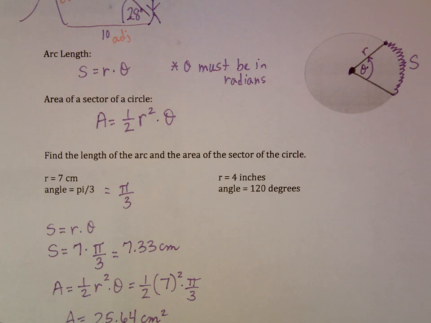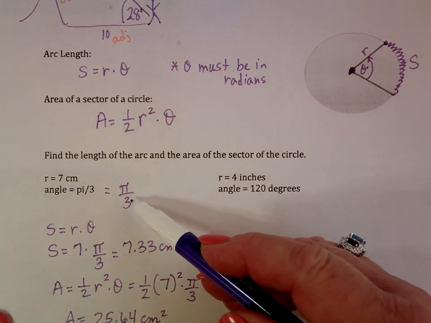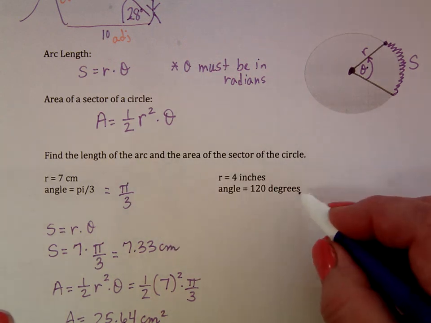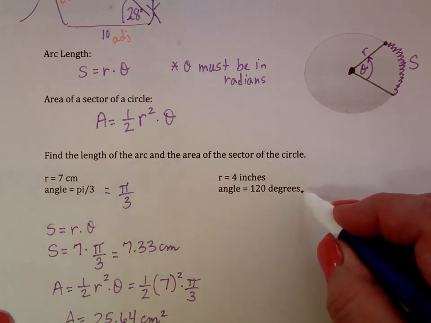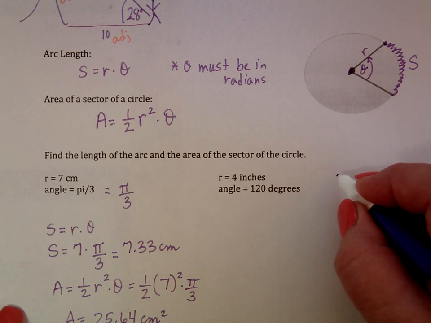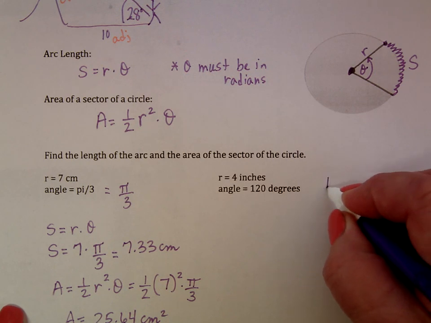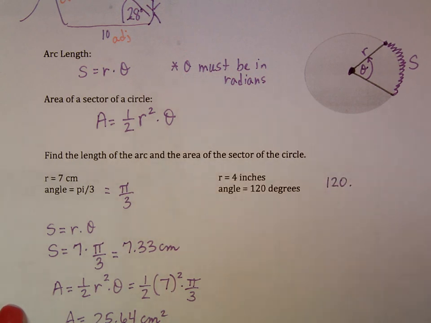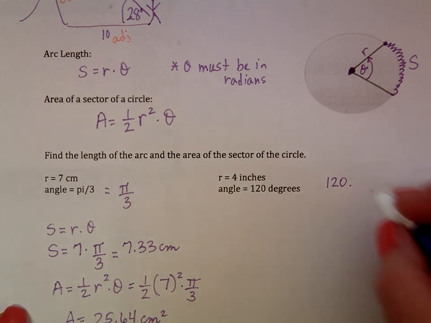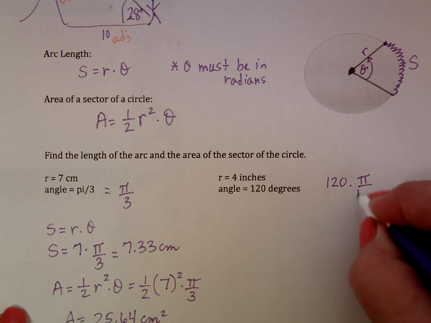All right, so arc length and area. If they give you the angle in pi, then you don't have to do any conversions. But you can see over here now we've got to do the conversion because they gave me the angle in degrees. So before I even start the problem, I'm going to change that. 120 times. And if you remember from yesterday's video or from the notes that we took in class, to change it from degrees to radians, you're going to multiply by pi over 180.